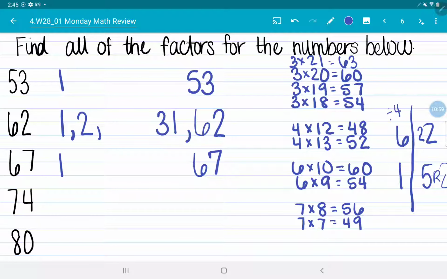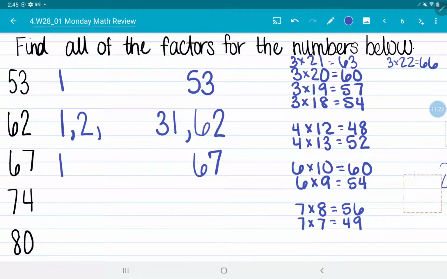It's an odd number, so is 2 going to be a factor? Nope. Okay, how about 3? Nope. We found earlier that 3 times 21 was 63. If we went up and did 3 times 22, that's going to be 66. And we're still 1 away. So 3 is not a factor. How about 4? Nope.